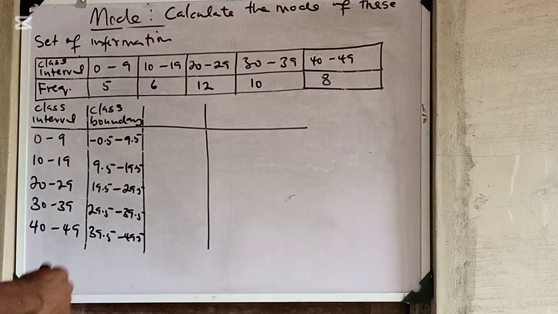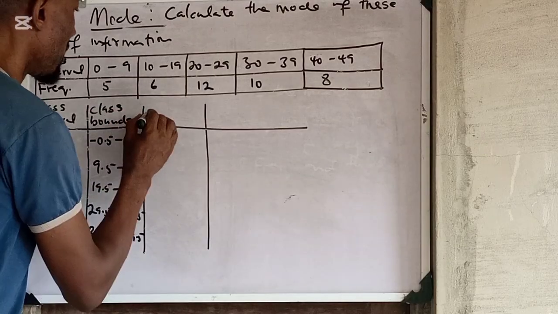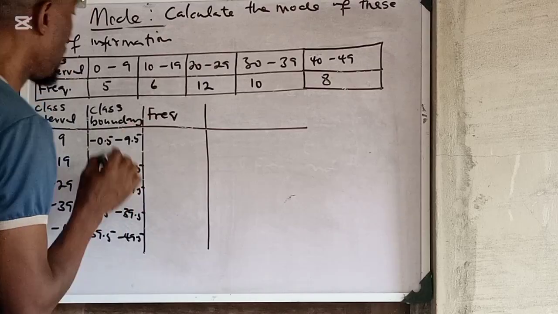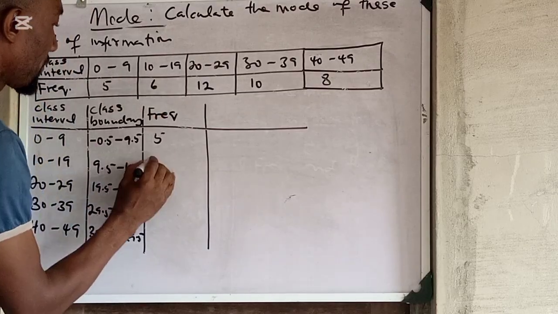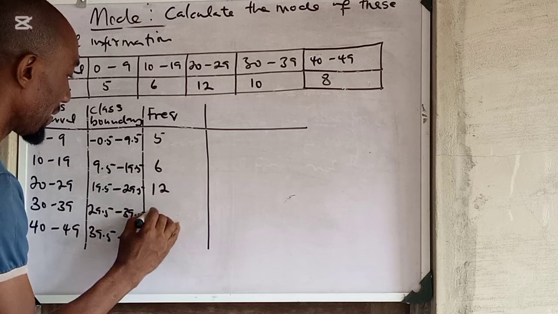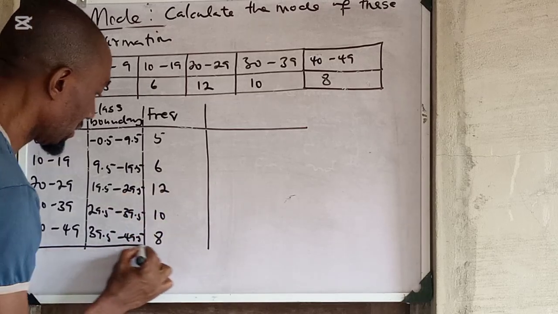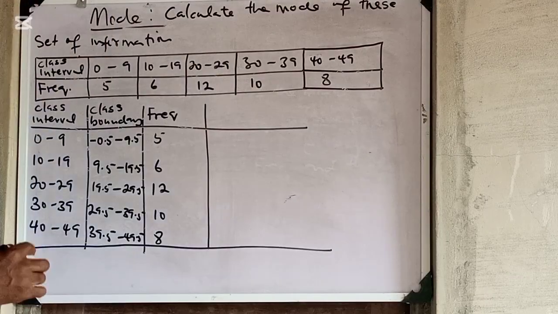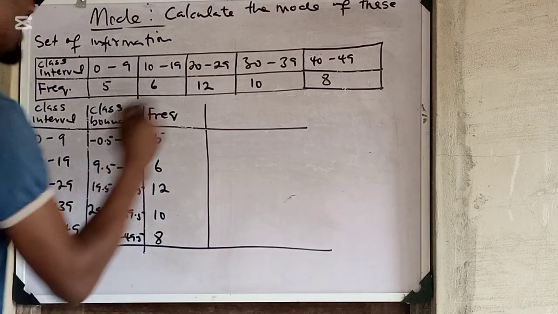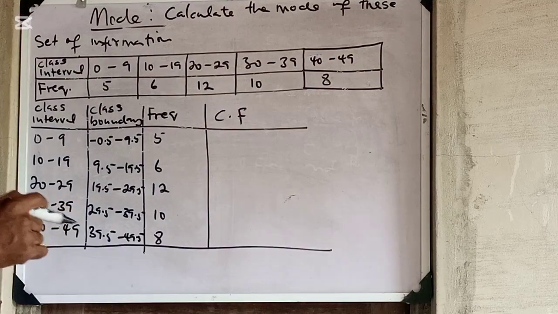So we have generated the column for our class boundary. The next one is going to be frequency. We have 5, 6, 12, 10, and finally 8, which we can draw our line. Then after that, we can go ahead and put cumulative frequency, which we may or may not use.